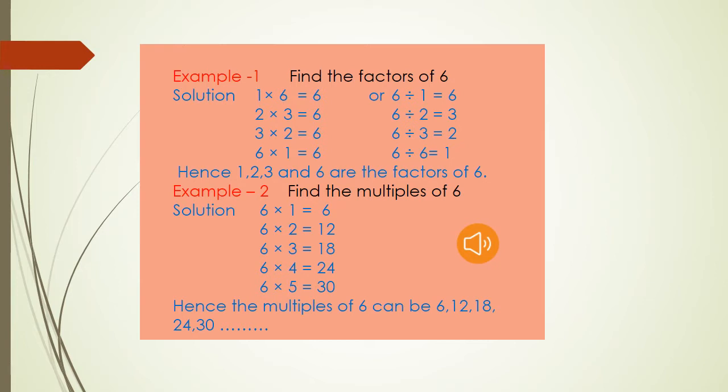Let's pick up another example. Find the multiples of 6. So multiples of 6: 6 into 1 is equal to 6, 6 into 2 is equal to 12, 6 into 3 is 18, 6 into 4 is 24, 6 5s are 30. Hence the multiples of 6 can be 6, 12, 18, 24, 30, 36 and so on.